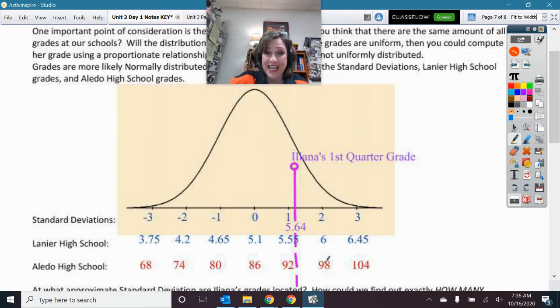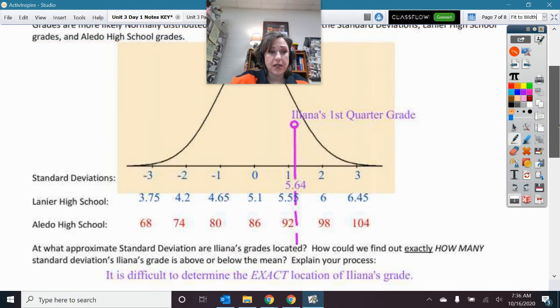If you have a grade of 98, you are 2 standard deviations above the mean. If you have a grade higher than that, and we had one student who had a grade higher than that for the quarter, then you are an upper outlier. Okay? All right.